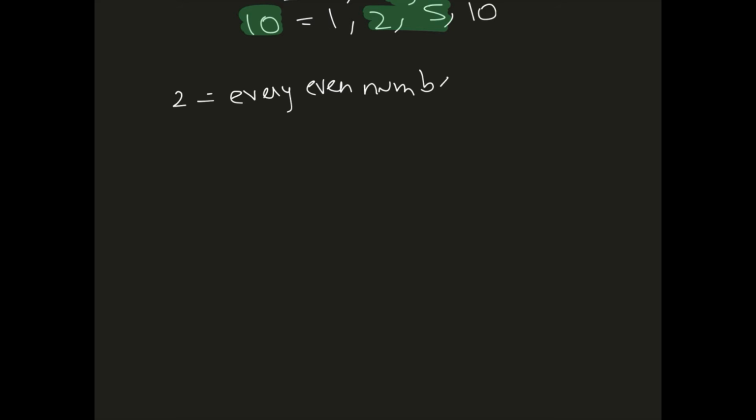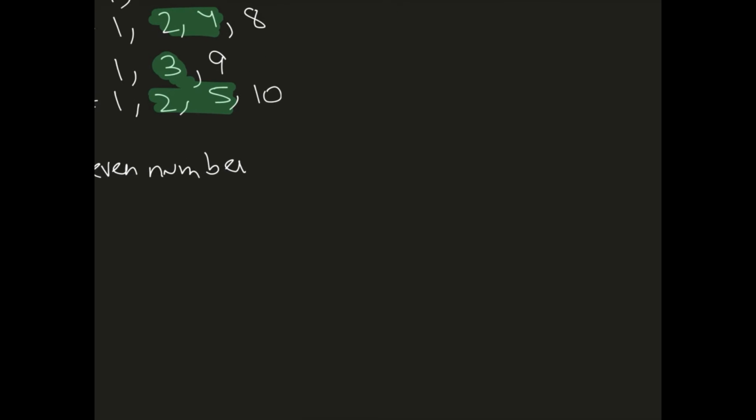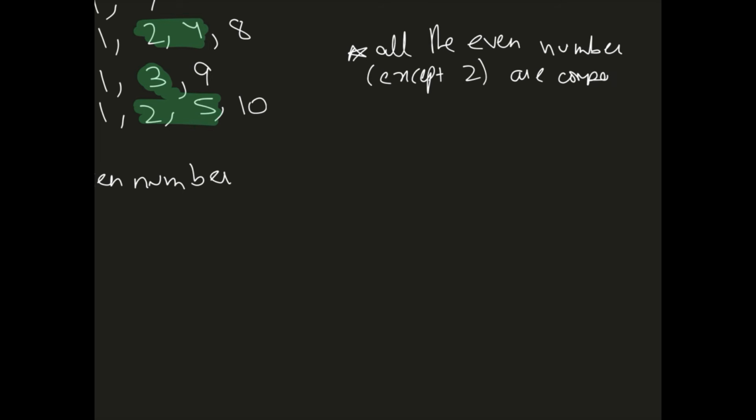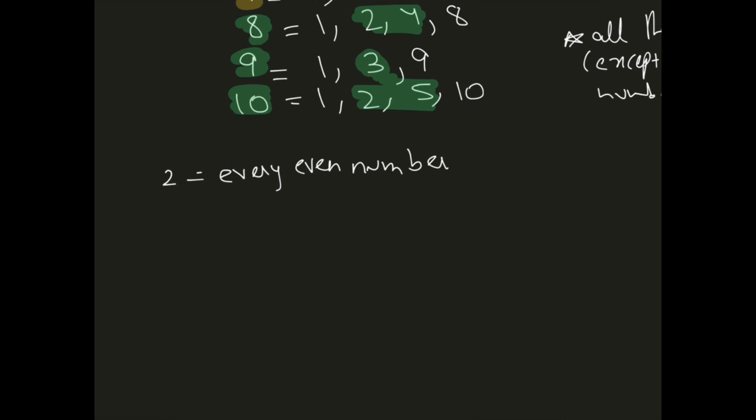So since every even number can be divided by 2, that means that all the even numbers except 2 are composite numbers, right? Since they can be divided by more than 2 factors, 1, itself, and also 2, they all have to be composite numbers, right?